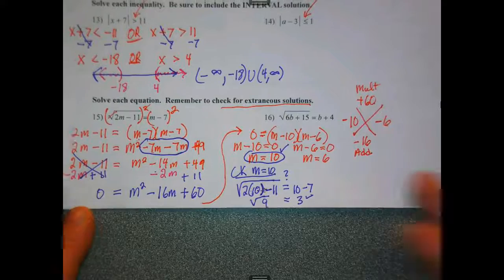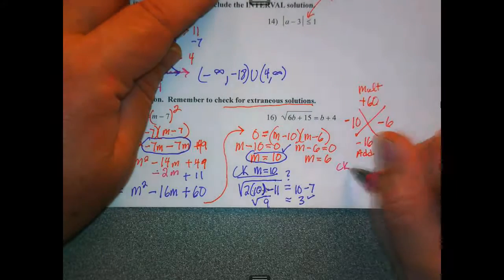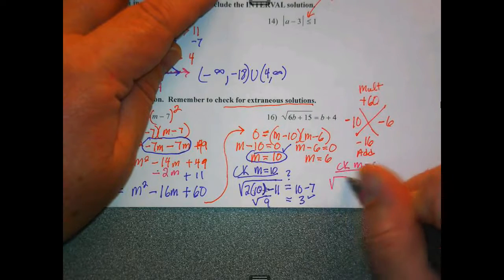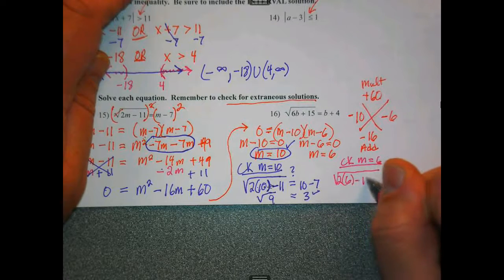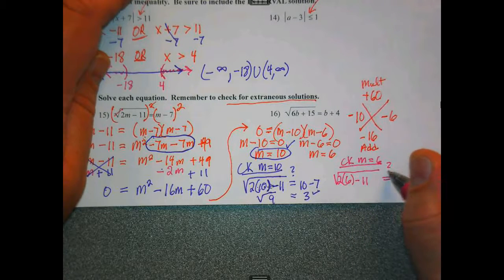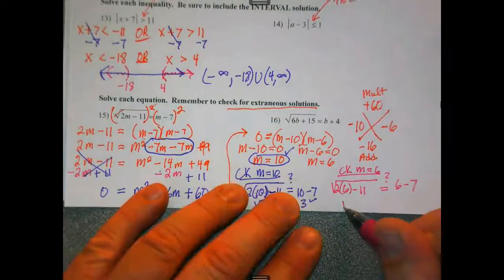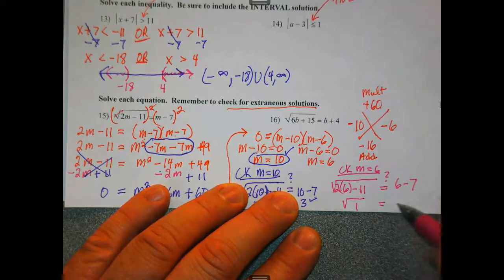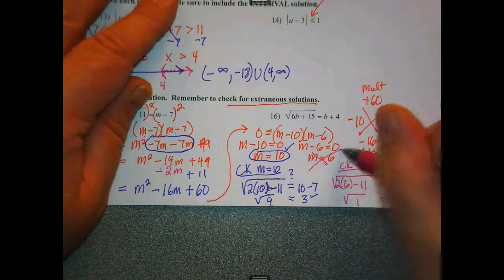One more. M equal 6. Does the square root of 6 times 2 minus 11 equal 6 minus 7? Does the square root of 12 minus 11, which is 1, equal negative 1? Does not. That's an extraneous solution.